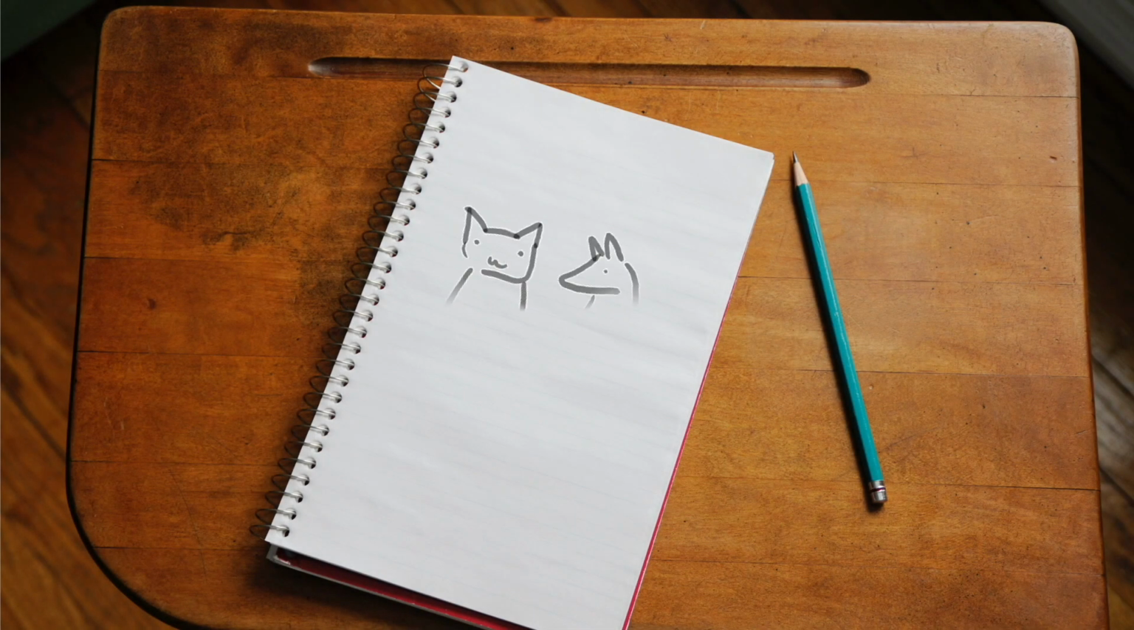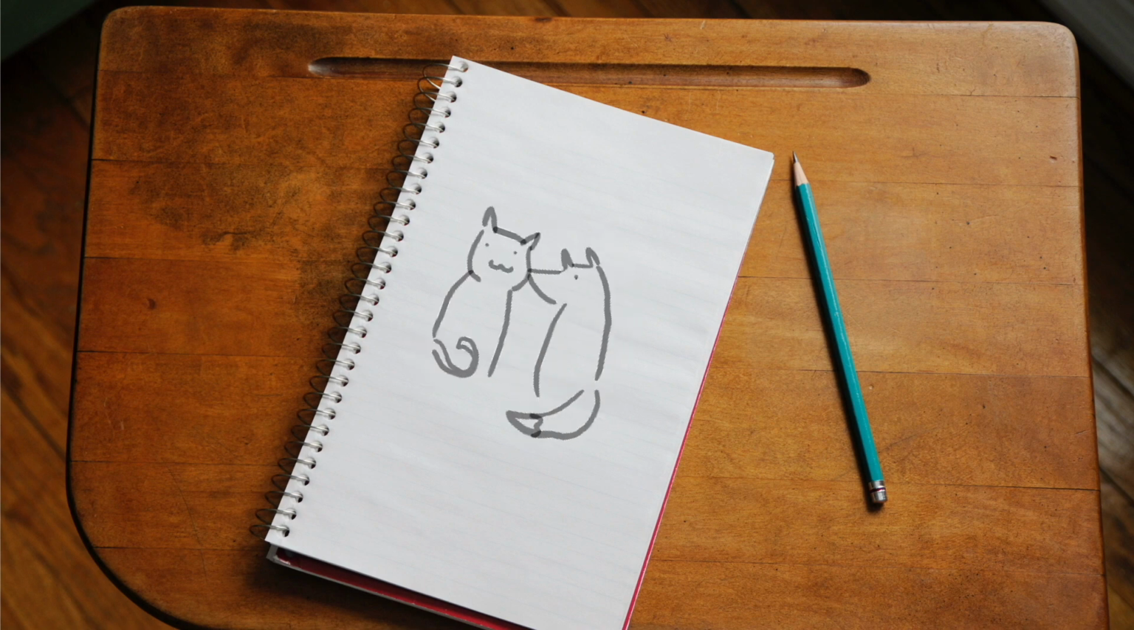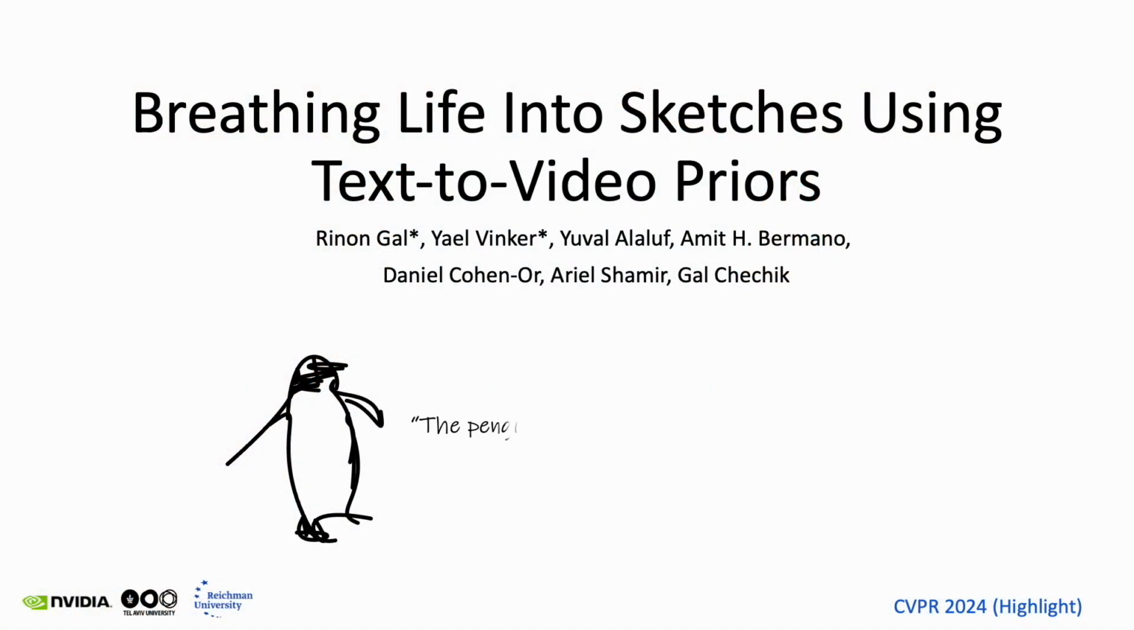Sketches capture the essence of visual entities, allowing humans to communicate abstract visual ideas. An animated sketch opens another dimension to the expression of these ideas. In this paper, we propose a method to breathe life into a static sketch by generating semantically meaningful short videos from it.